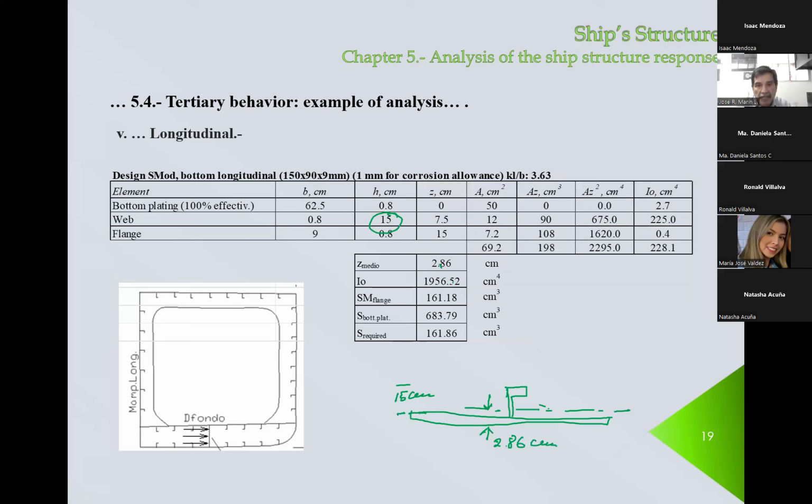Okay, so that means that the stress on the flange is much larger than the stress on the plate. Okay, and here we calculate, I'm sorry, the section modulus on the flange is 161. And the required, applying the formulation, is 162. So basically, we're just understanding what the Japanese people did.